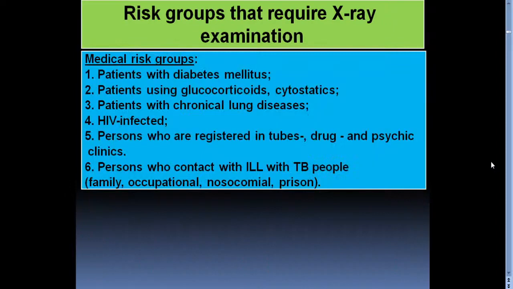Medical risk groups. This is patients with diabetes mellitus, patients using glucocorticoids, cytostatics, patients with chronic lung diseases, HIV-infected persons, persons who are registered in TB, drug and psychiatric clinics, and persons who have contact with people ill with TB. For example, family, occupational, nosocomial, and prison.